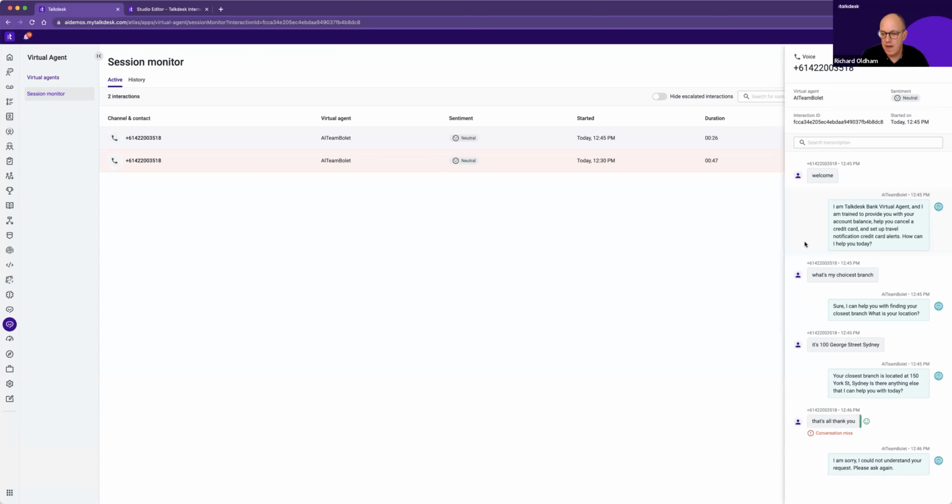Okay, so that was an example where it was able to recognize "where's my closest branch" in this instance. And that highlights the fact that, again, we're training the virtual agent around a variety of different questions, right? So when we push that, where's my closest branch, again, it's not going to say, I must put that exact phrase in. It's a combination of a variety of those words such that it hits the right intent.